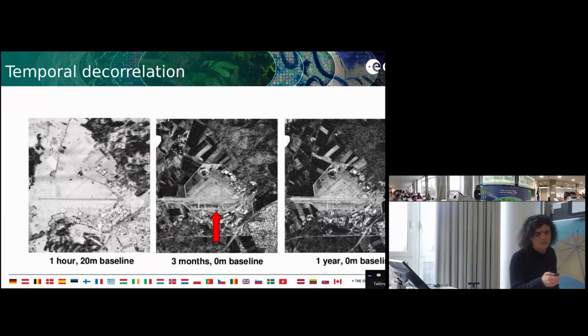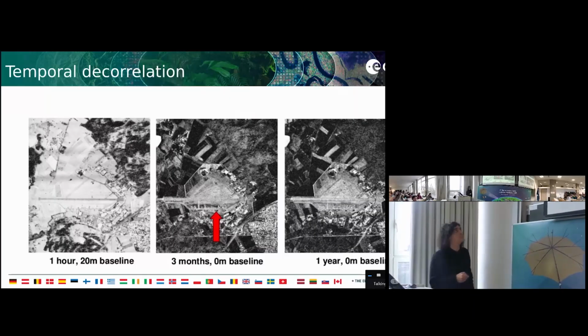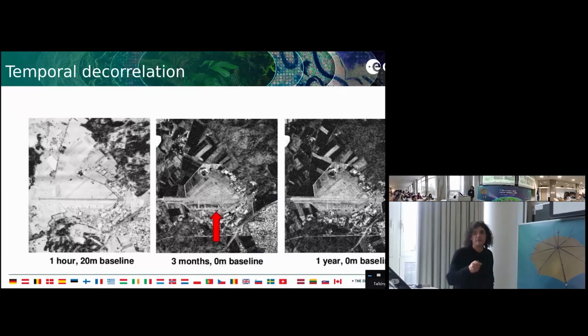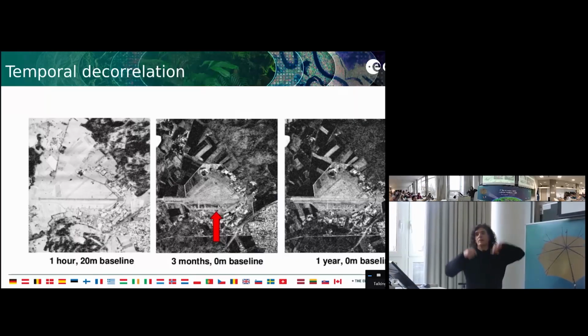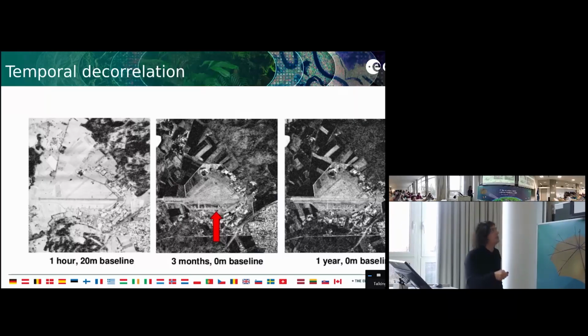You have another term which is called temporal decorrelation. The scene changes between the acquisitions. Okay, so this is a coherence map still of the same scene, but seen in the other way. This is the forest. This is the airport runway, and these are agricultural fields, measured 1 hour apart. Okay, we make one acquisition. We fly again 1 hour later with a small baseline, so the interferometric effect is very small, and you see that, okay, the forest decorrelates, you have a low coherence over forested areas, but the agricultural fields and the airport runway, they are well correlated, okay?